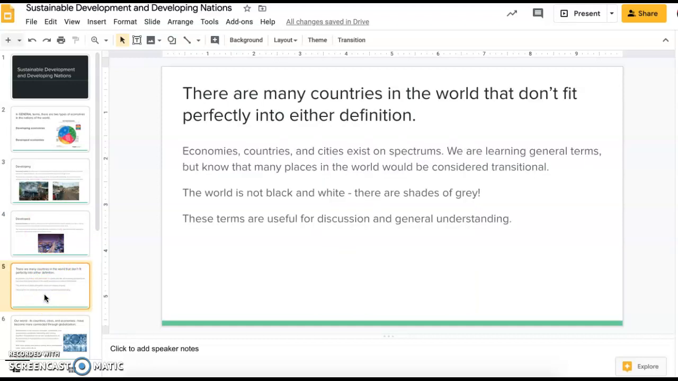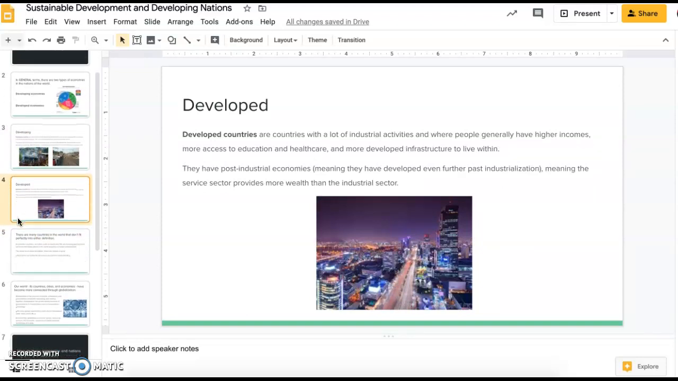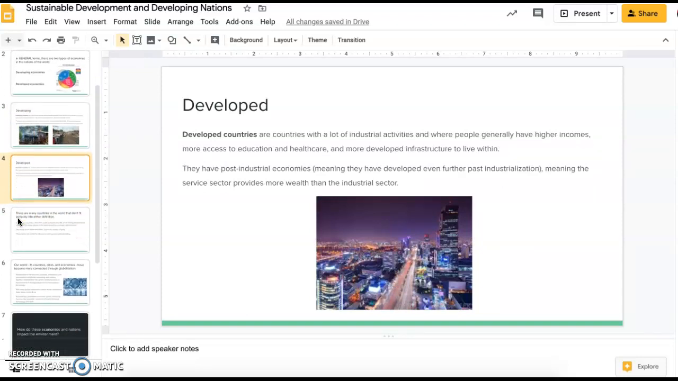There are many different countries in the world that don't fit perfectly into either definition. And economies, cultures, countries, and cities exist on a big spectrum. So those are just some general terms, but know that many places in the world would be considered transitional, so somewhere in the middle. The world isn't black and white. There are always going to be shades of gray, but just know that those terms are useful for discussion and general understanding of a developing country and a developed country, okay? And a developing economy and developed economy, okay?